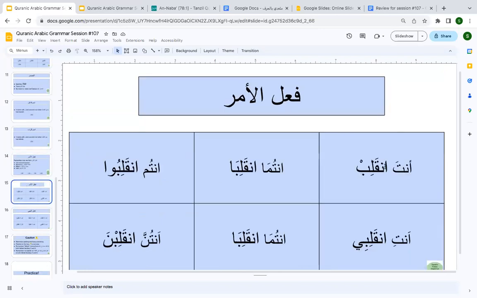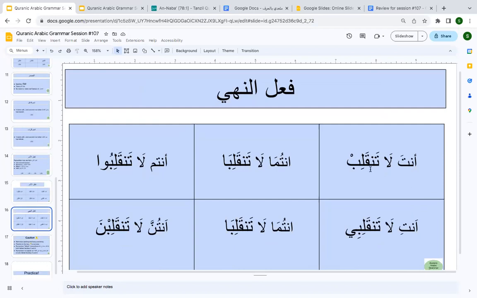Then your sarf kabir for failul amr is going to be inqalib, inqaliba, inqalibu, inqalibi, inqaliba, inqalibna. Make sense? Your failul nahi for this family is going to be super easy. You already are masters, champions of that. So la tanqalib, la tanqaliba, la tanqalibu, la tanqalibi, la tanqaliba, la tanqalibna.